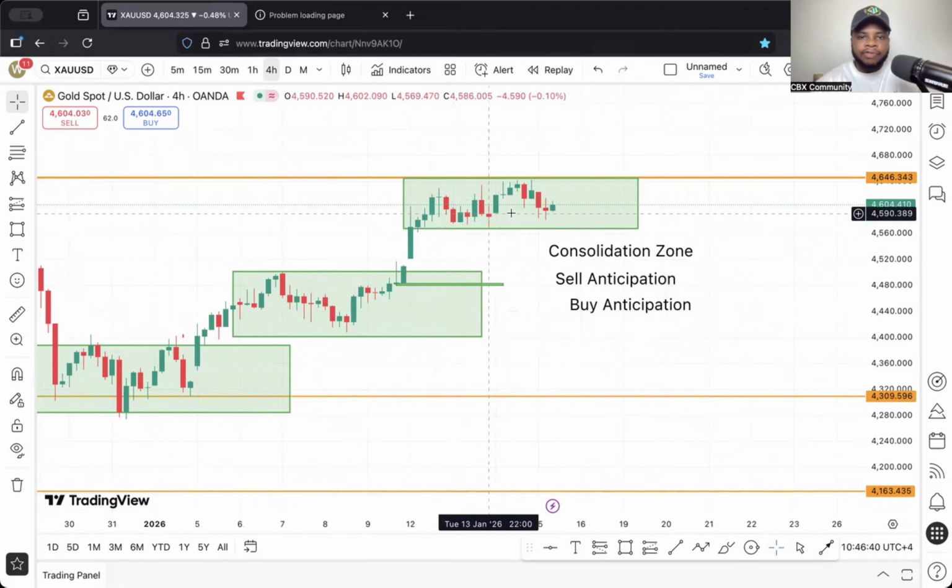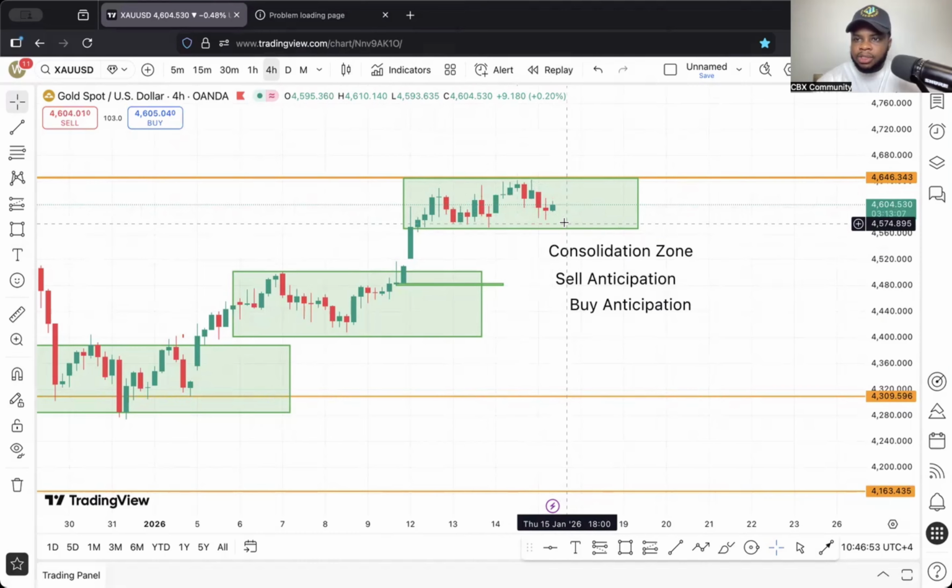Looking at the condition of this recent consolidation zone, this recent 4 hours candle is left with 3 hours before this candle needs to close. We have a resistance zone over here, we have a support zone. So that means all we need to do is be patient until the break of our support zone, or until the break of our resistance zone.